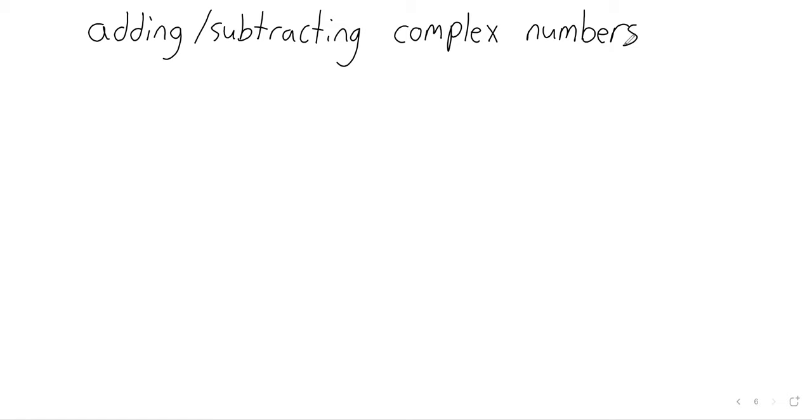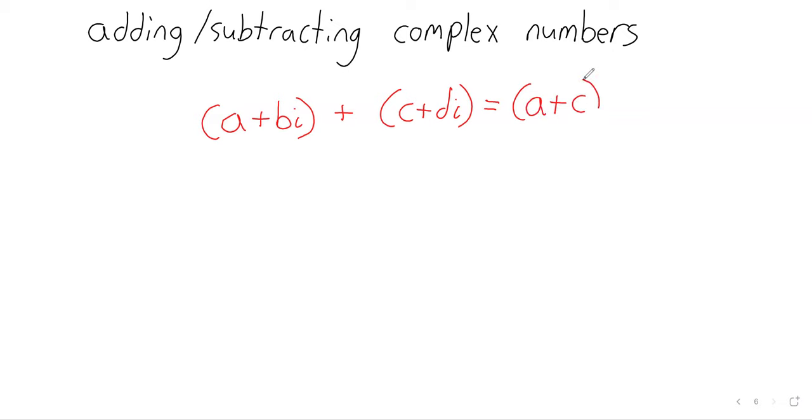So to add or subtract complex numbers, I'll put the rule on the board for addition to start with. So we have one complex number, and we have another complex number, and we are adding. So we take the numbers A and C, the numbers that aren't attached to the imaginary unit, and we add them. And then we take the numbers B and D, the numbers that are attached to the imaginary unit, and we add them, and they stay attached to the imaginary unit.